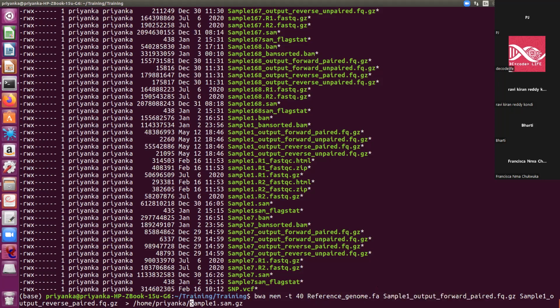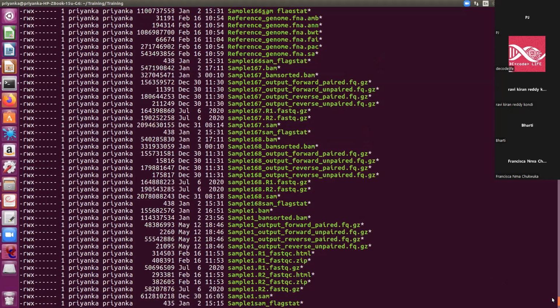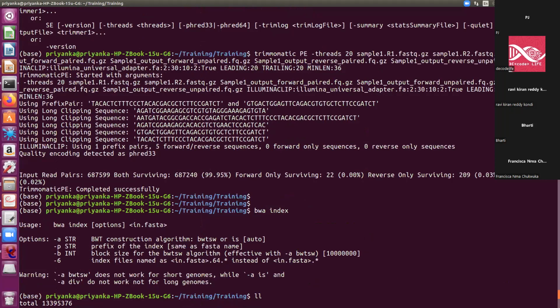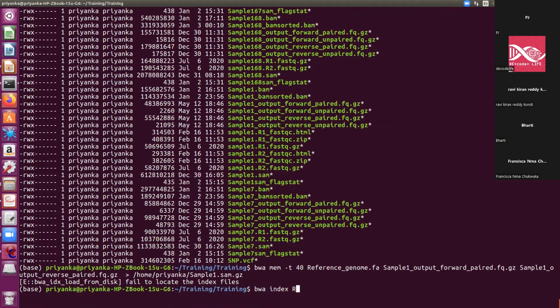It is saying it failed to locate the index sequences, because indexing was not complete. First, I should complete my indexing, BWA index. If your indexing is complete, then it will not show that error. Indexing of the genome will take a little bit of time.